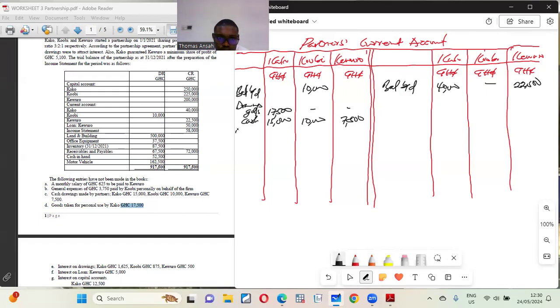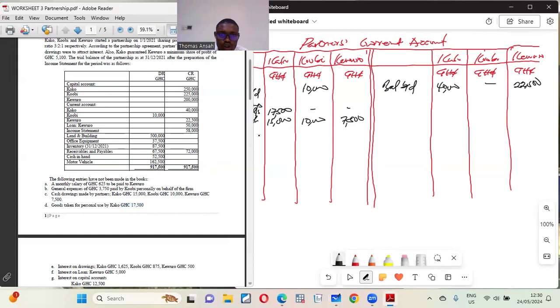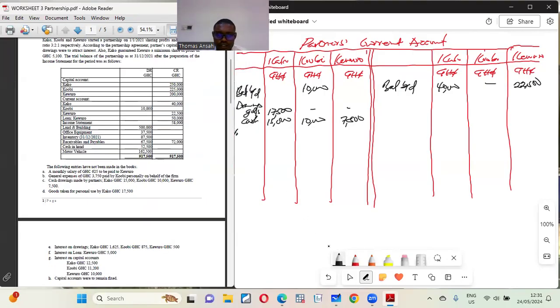Interest on drawings, do you remember? So like I told you, all the things you see, let's fix it like this. All the things that were added are on the debit side. So interest on drawings were one of them.